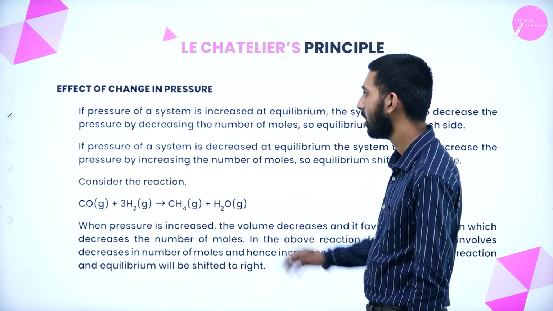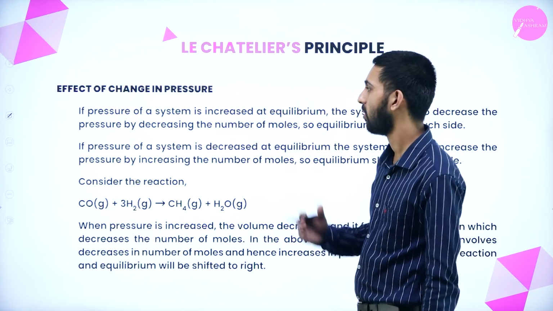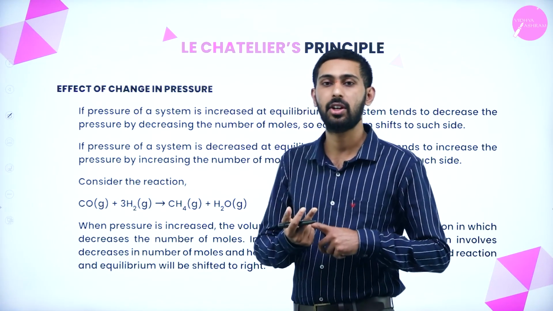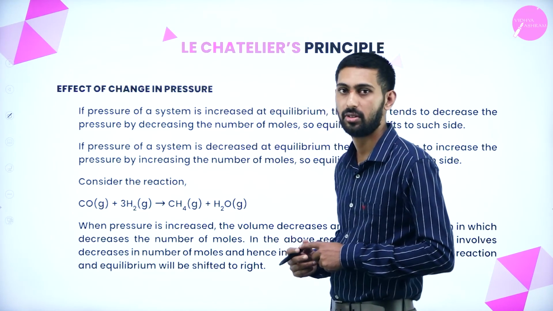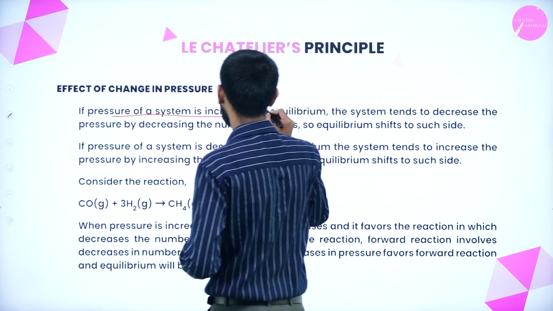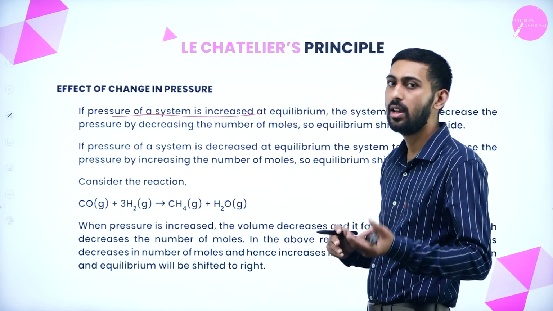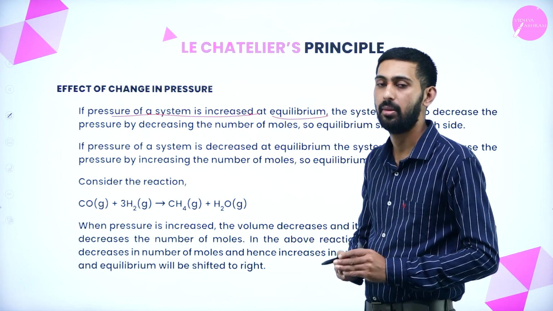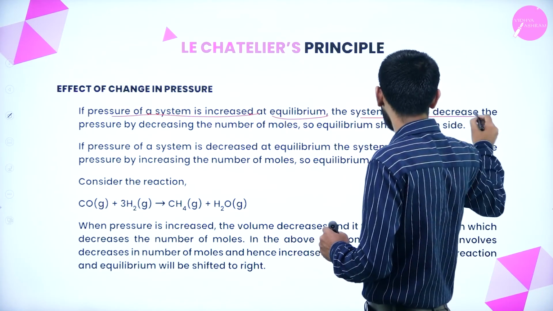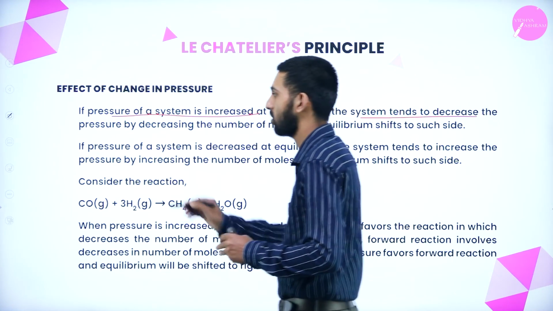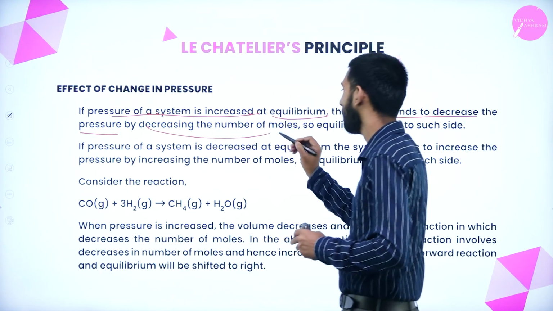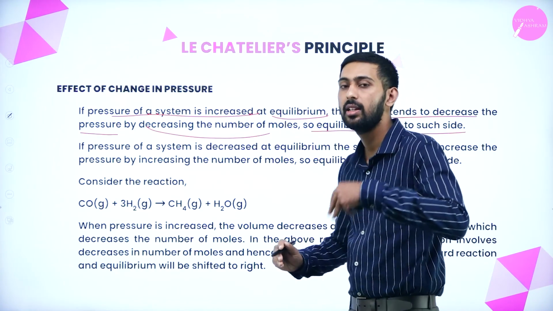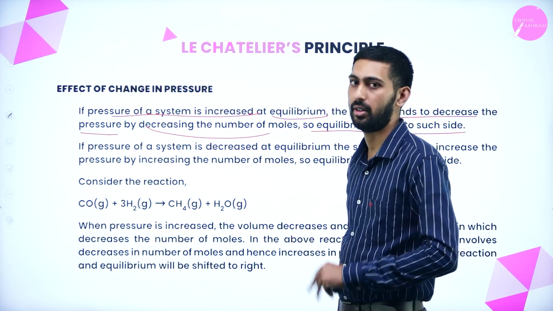Okay. Next thing is effect of change in pressure. Now we learned concentration and temperature. Now let us see the pressure. If the pressure of the system is increased at equilibrium, then the system tends to decrease the pressure by decreasing the number of moles. So the equilibrium shifts towards that side. Equilibrium will be shifted.